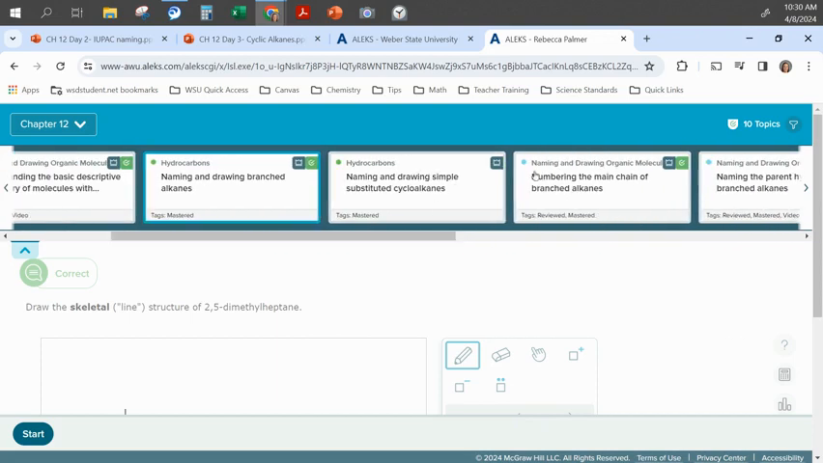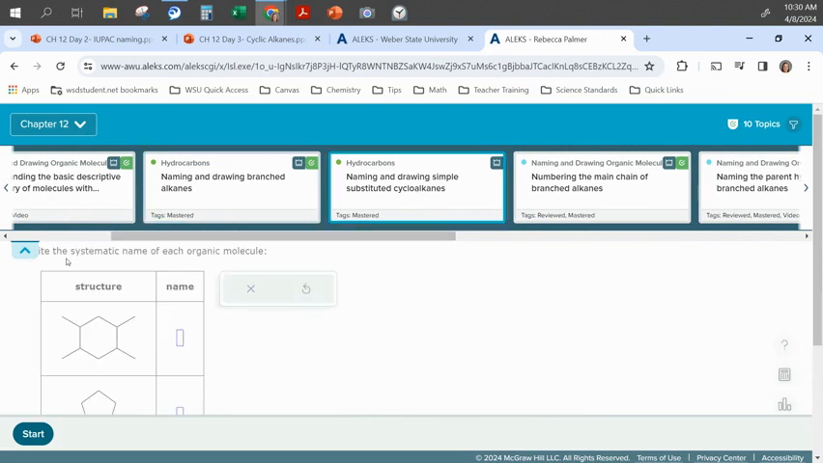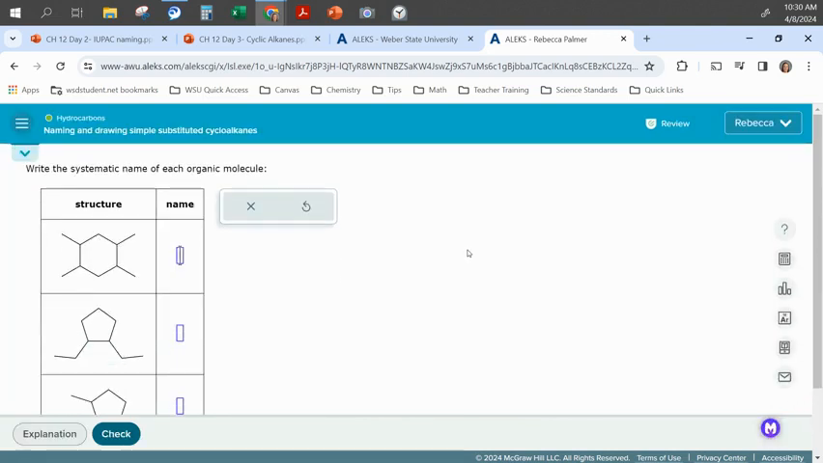Great. Okay, the next one says naming and drawing simple substituted cycloalkanes. All right, so the first thing that I'm going to look for is the name of the ring. So count how many carbons are in the ring. Corners are carbons. 1, 2, 3, 4, 5, 6. If this is hard to count on the screen, you could draw it on your paper and count on your paper if you need.